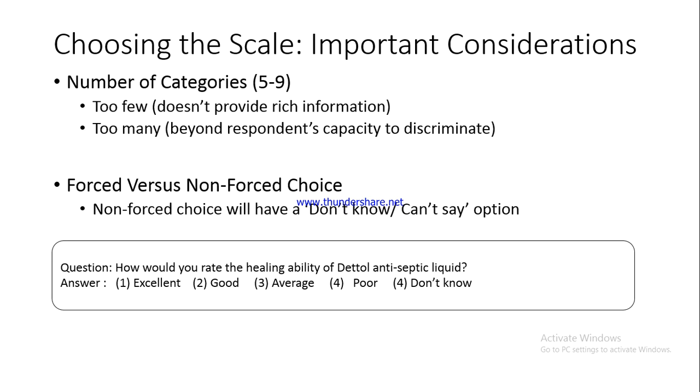Had it been a forced choice scale, it would have been very, very difficult for a respondent who has never had any exposure to Dettol antiseptic liquid. What would he have written? He couldn't have written excellent or good or average or poor. But then, since we are not giving him an option to tell us that he does not know the answer to this question, he would select one of these response categories because these are being forced on him. And that is why, in that case, it would have been a forced choice scale.